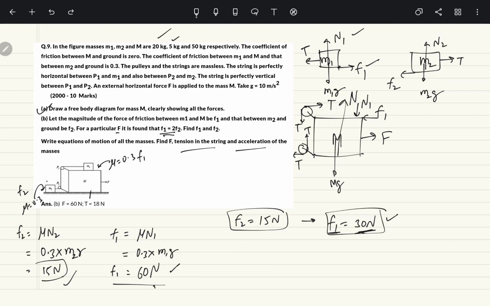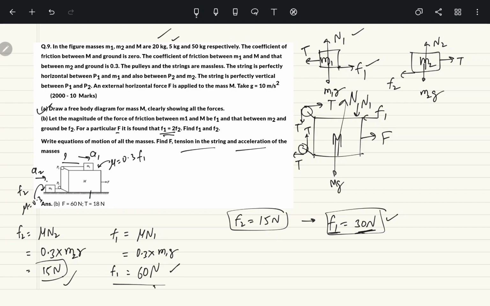So here we'll assume that they are moving together. Now if they are moving together with a certain acceleration, what is the acceleration of M2? Here we are going to find the relation between accelerations. If M1 is moving with acceleration a1 and M2 is moving with acceleration a2, we'll apply the string constraint.